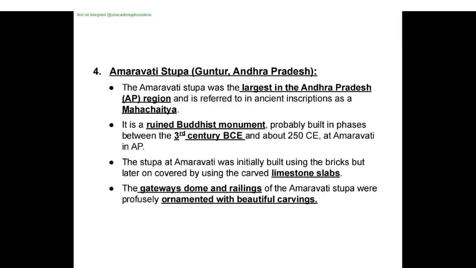Amaravati Stupa, Guntur, Andhra Pradesh. The Amaravati Stupa was the largest in the Andhra Pradesh region and is referred to in ancient inscriptions as Mahachaitya. It is a ruined Buddhist monument, probably built in phases between the 3rd century BCE and about 250 CE at Amaravati in AP. The stupa was initially built using bricks but later covered with carved limestone slabs. The gateway, dome and railings of the Amaravati stupa were profusely ornamented with beautiful carvings.